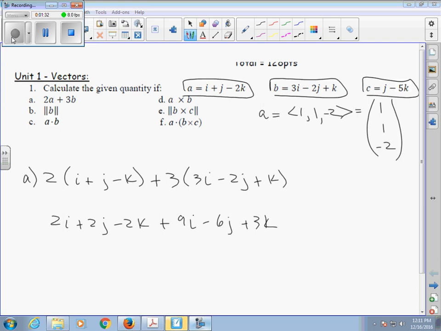So 2I and 9I gives you 11I. 2J minus 6J is negative 4J. And then negative 2K plus 3K is plus K. You could also have done it in component form, and you're just adding the like terms. Okay?